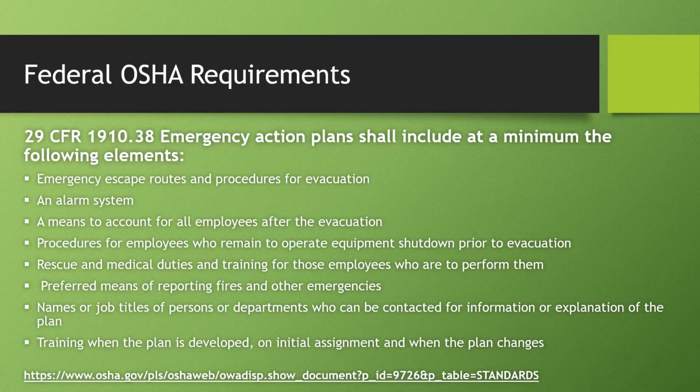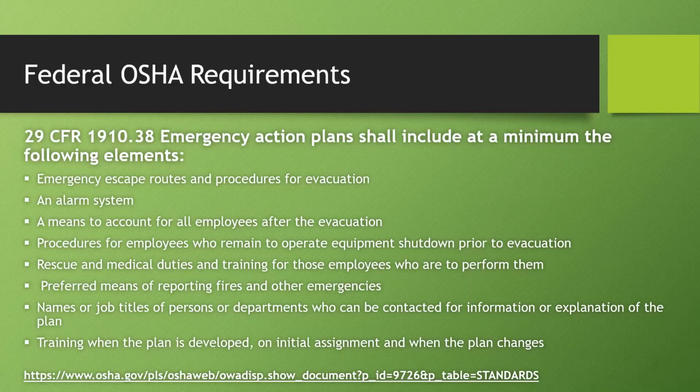And then, of course, training when the plan is developed, on initial assignment, and when the plan changes. So just like most OSHA standards, when a person is hired, you need to provide training. And that training should be a great overview, an in-depth explanation of your emergency action plan and all the procedures that accompany it. And then if there are any changes.